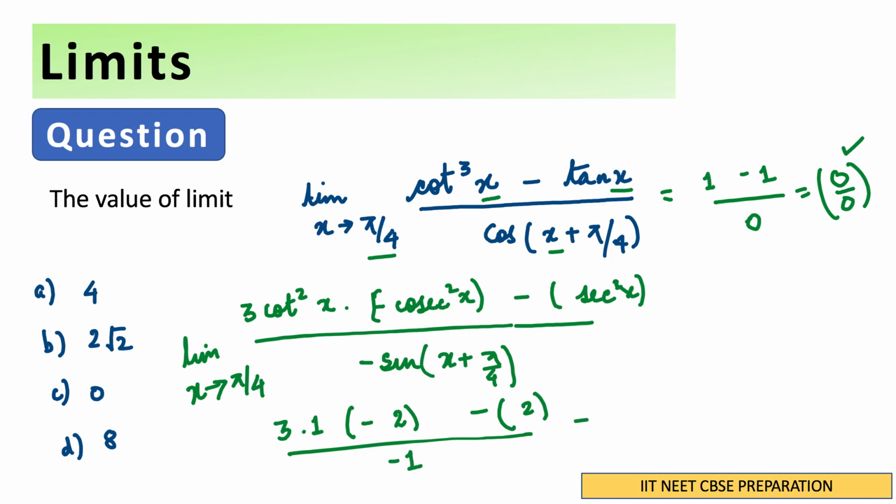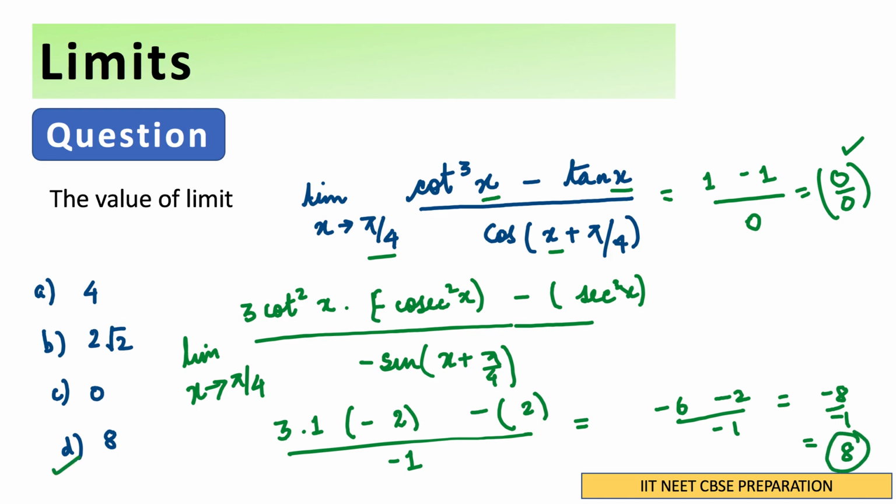Now if you just solve this, what are we getting? 3 into 1 is 3, minus 2, upon minus 1, and here 3 into 2 is 6. So this becomes minus 6 minus 2, which is minus 8, upon minus 1. So our answer is 8, because the minus signs cancel each other. So our correct answer is D.